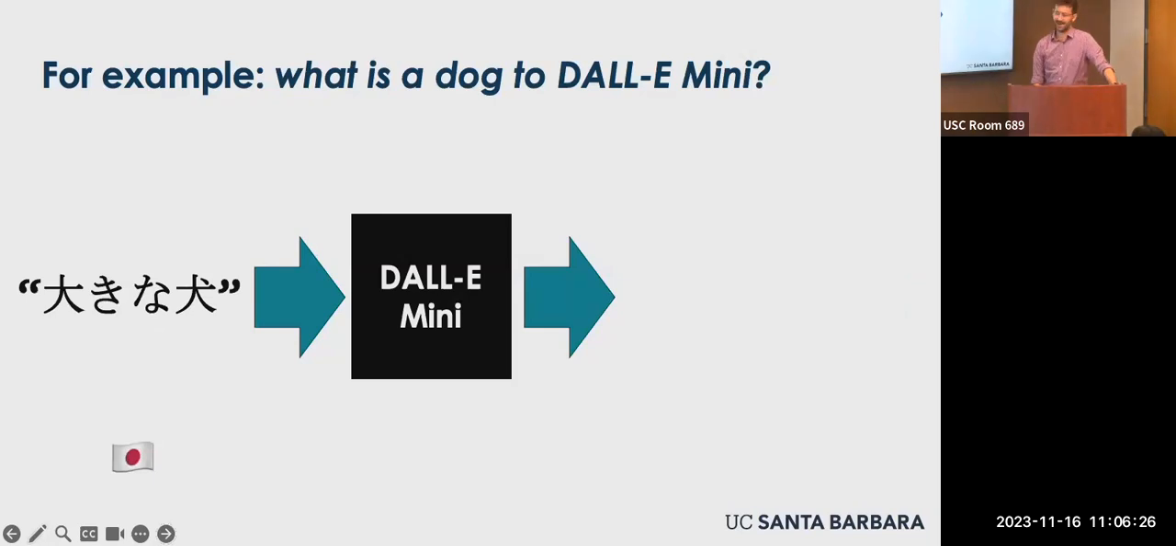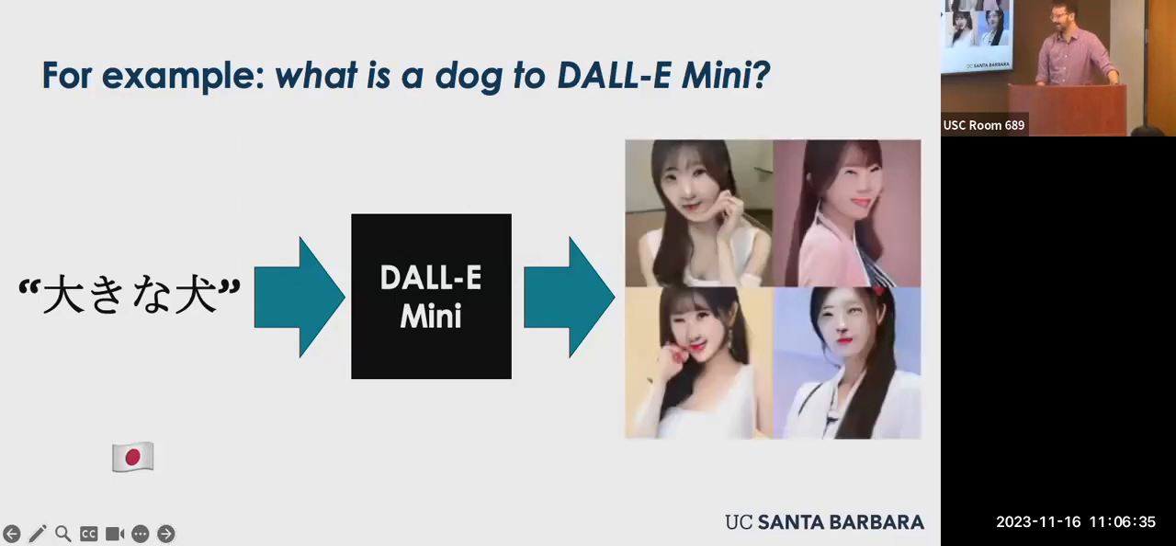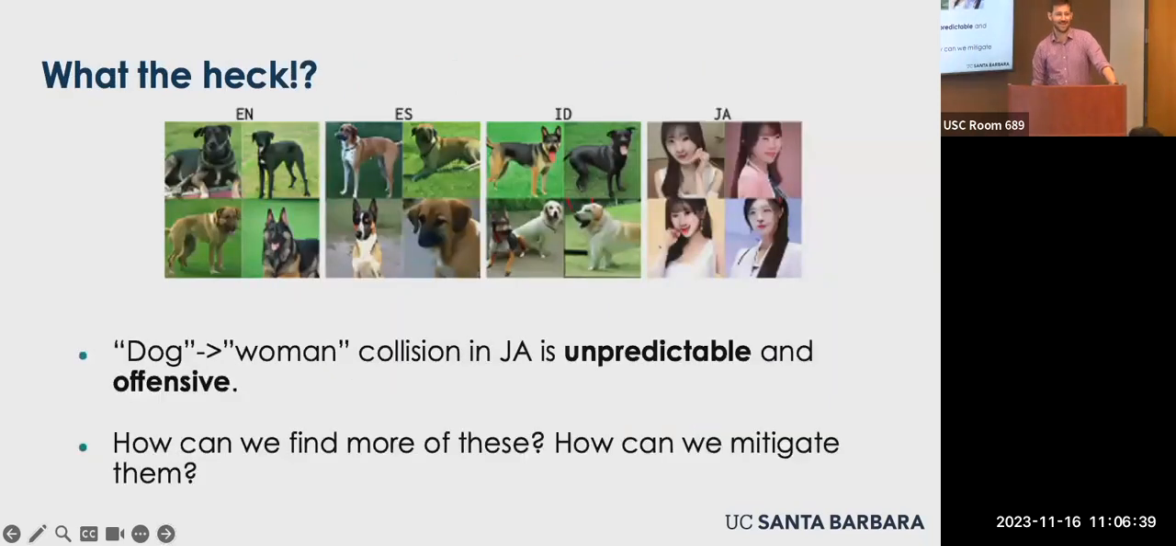Okay, let's push a little farther. Let's try a non-European language with a non-Latin script alphabet, so it will be tokenized differently. Okay, let's see, big dog in Japanese. What the heck? So that was the inciting incident here. We have this weird offensive collision that's happening. That's totally unpredictable. And I just wanted to find more of them.